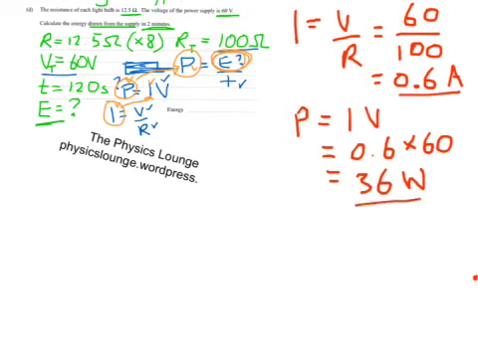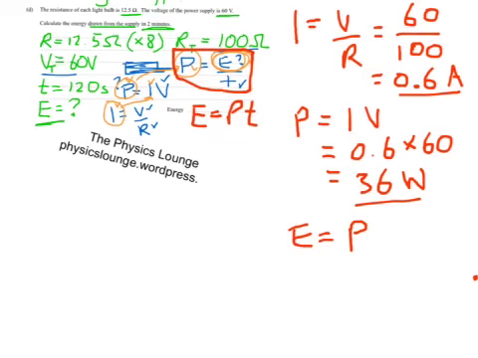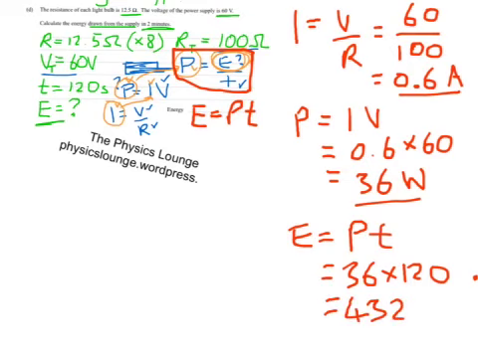Third step is to calculate the energy. We need to rearrange our formula here, because energy is what we're after, equals power times time. So we'll do that here. Energy equals power times time, which is 36 times 120. And that gives us 4,320 joules of energy. Remember, watts is the unit for power, which is joules per second, and we're multiplying that by the amount of seconds to get the time.